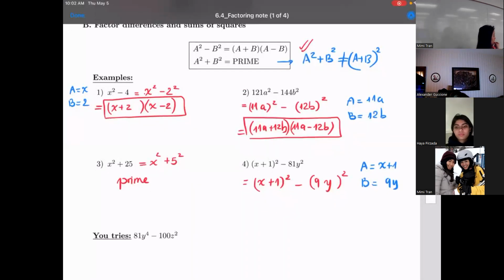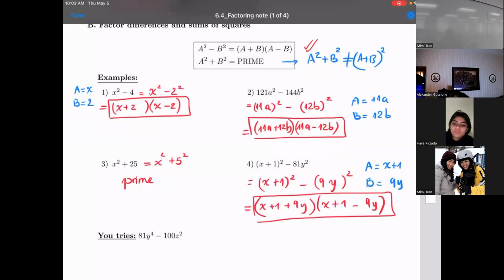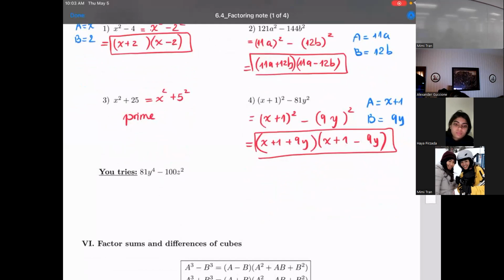All right. Devin, you get the next step? Well, what is your a? A is x plus 1, right? So a plus b: x plus 1 plus 9y, right? A plus b. So x plus 1 plus 9y, and then a minus b: x plus 1 is your a, minus b which is 9y. Done. Please try this at home. I'm going to move on to the next one.